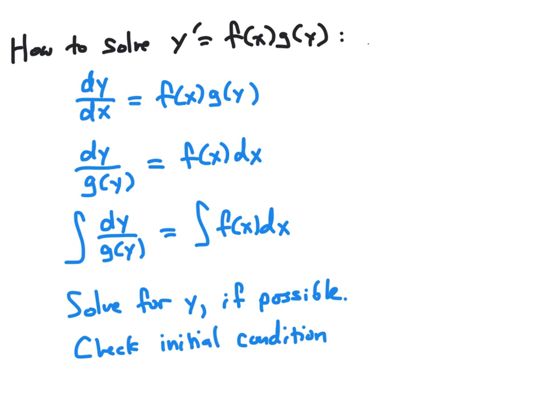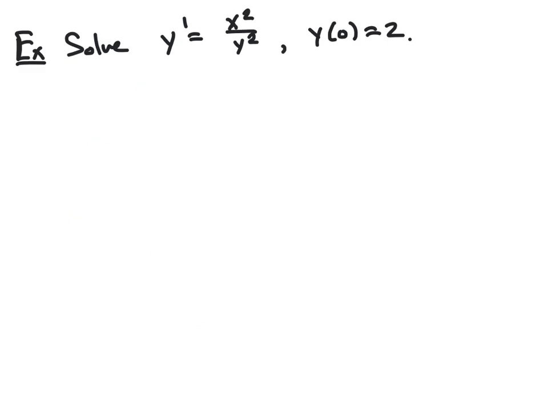So now we'll take a look at how to use this approach in an actual example of a separable differential equation. In this example, we want to solve the initial value problem y prime equals x squared over y squared with the initial condition y of 0 equaling 2.